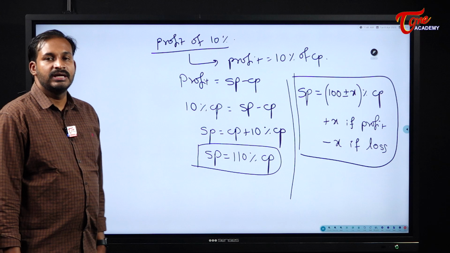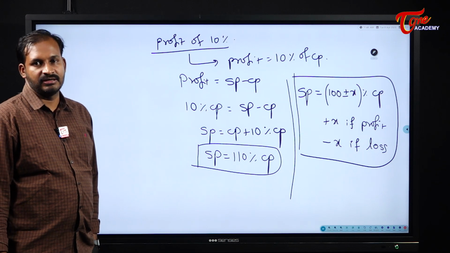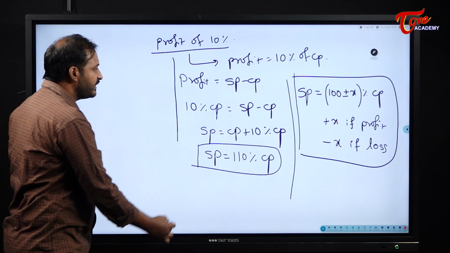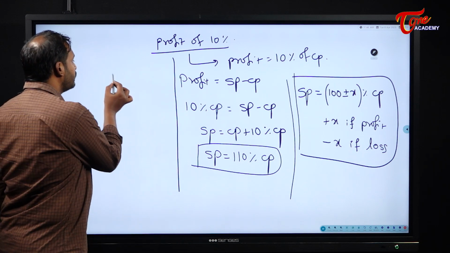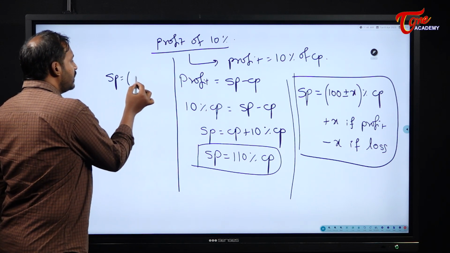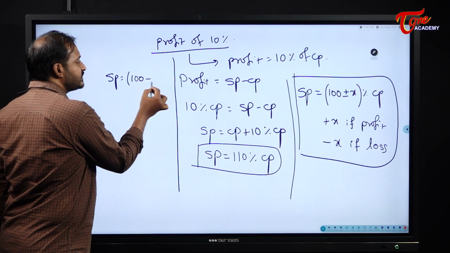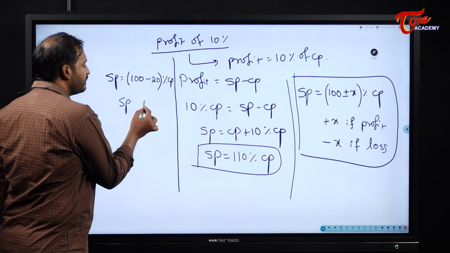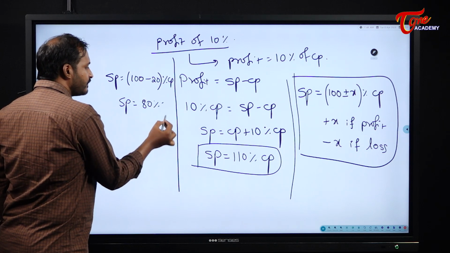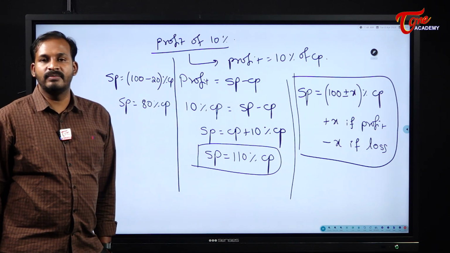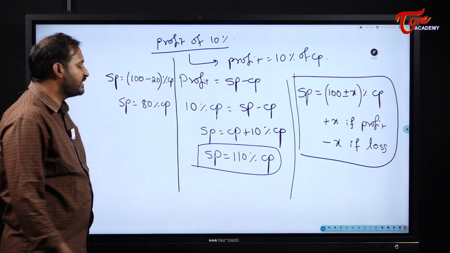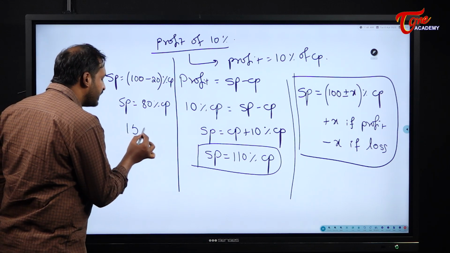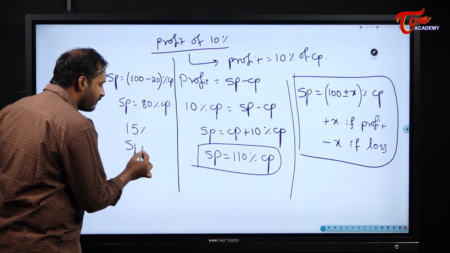Now tell me, if there is a loss of 20%, how will you write the relation between SP and CP? Loss of 20%. So, what will you do? SP is equal to 100, loss means minus 20% of CP. So, SP value will become 80% of CP. Understood? SP value will be equal to 80% of CP. For example, if there is a profit of 15%, then SP will become what for me here?